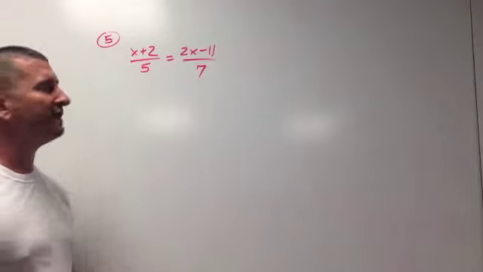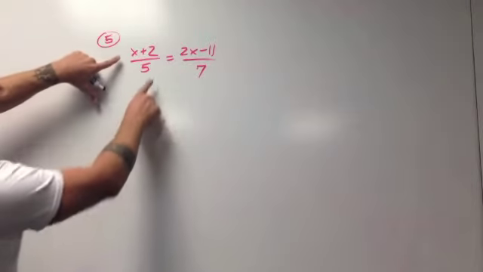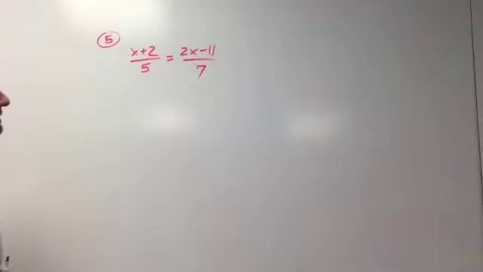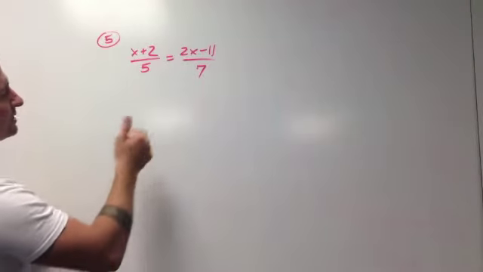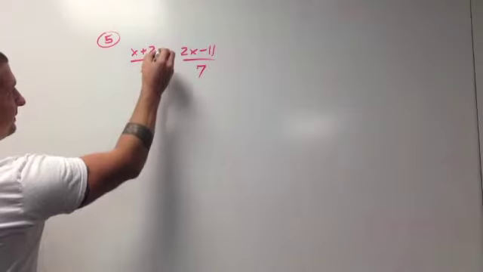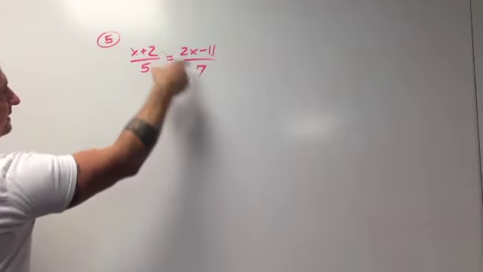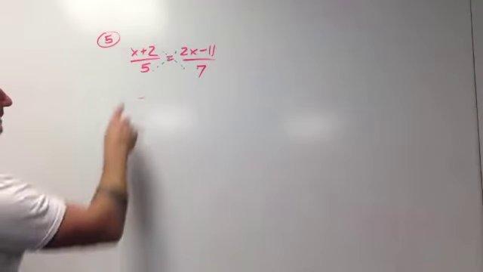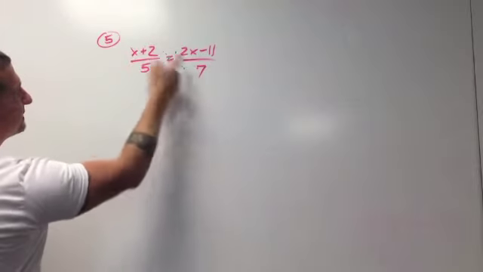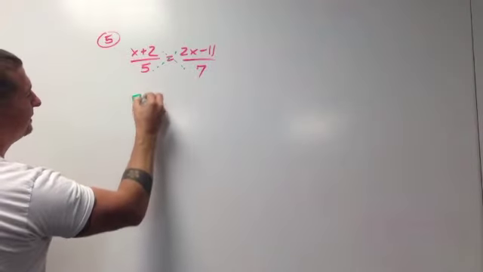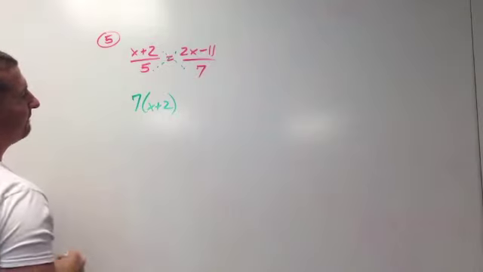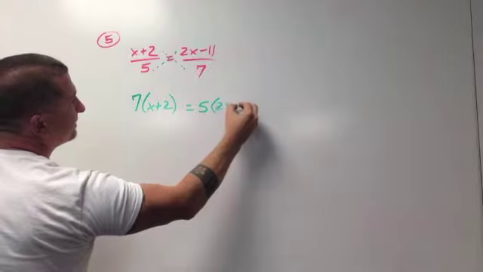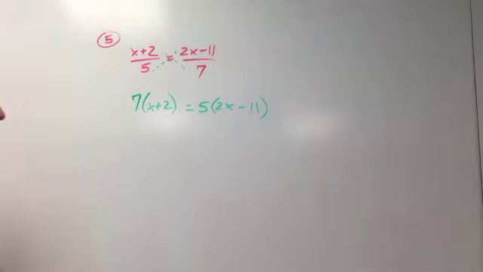Okay, this is our last example. In this case, we have x plus 2 over 5 equals 2x minus 11 over 7. We can solve this type of problem by using cross products, which means we're going to multiply numerator times denominator, denominator times numerator. So when we do that, we're going to set the problem up this way. X plus 2 times 7 will look like that. 5 times 2x minus 11 looks like that.